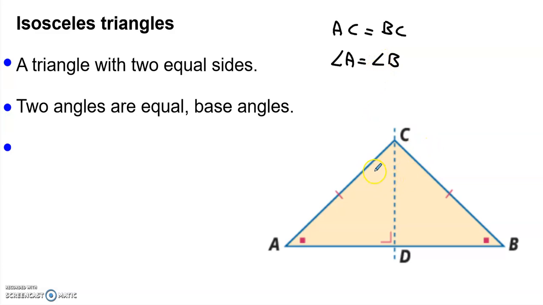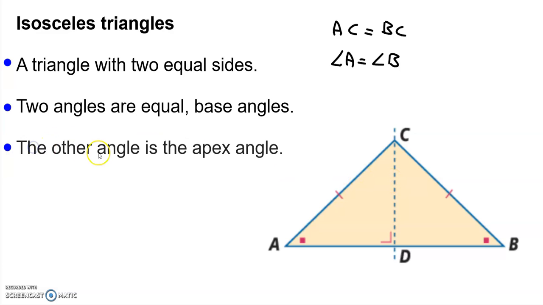But the triangle again has a third angle, and that's angle C, and in this case it has a special name. In an isosceles triangle, the two angles that are equal are called the base angles. So angle A and angle B are base angles. The third one is called the apex angle. It's angle C over here.